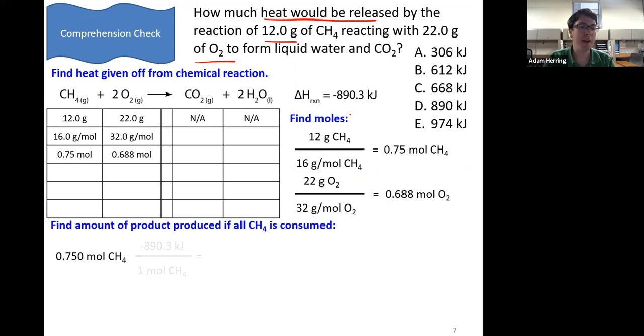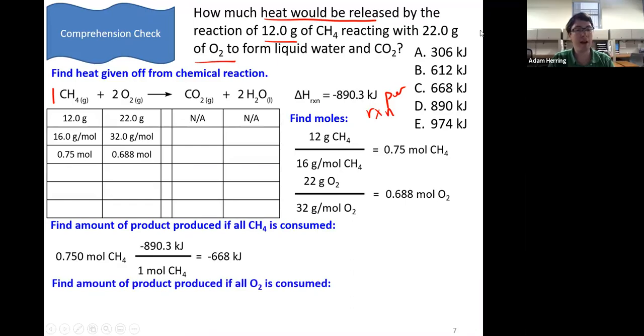So for methane, we have 3/4 of a mole of methane, and the ratio is given on a per reaction basis. And if you look at the reaction, it's per 1 mole of methane. That's where this ratio comes from. So if we were to use all of our methane, it would give off 668 kilojoules.